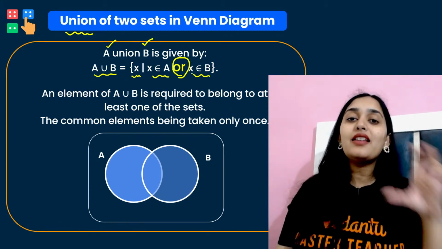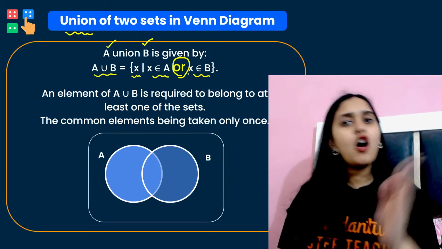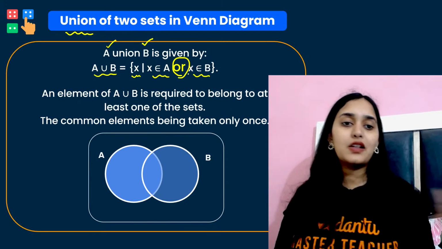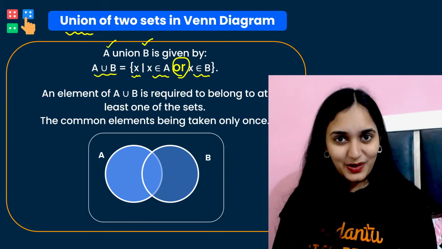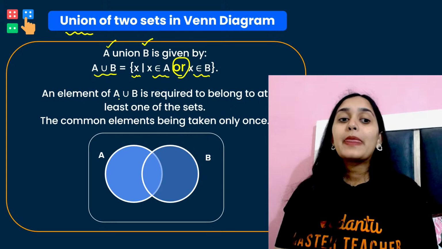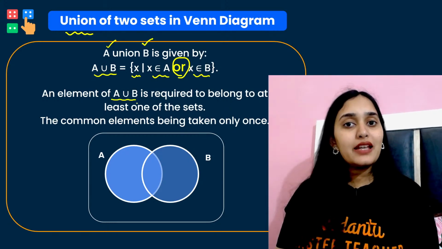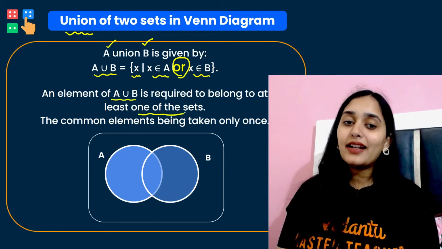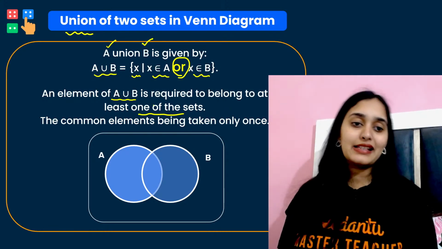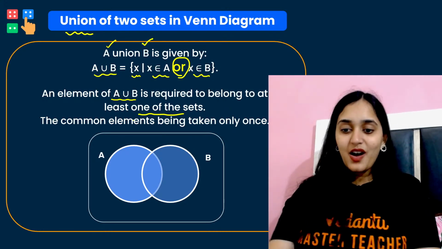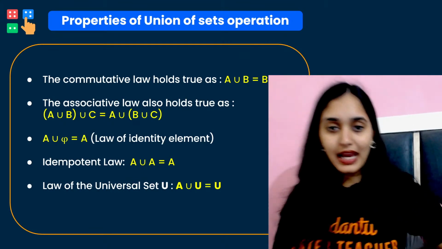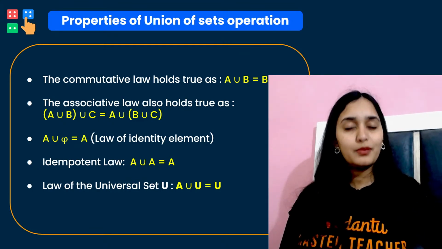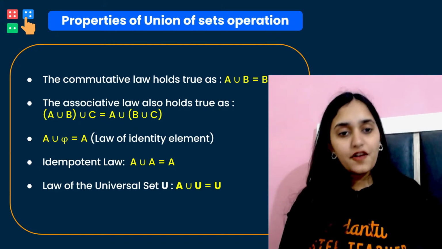So either the element is belonging to set A or the element is belonging to set B, it's absolutely fine. A union B will be combination of both. So the element of A union B is required to belong to at least one of the sets A and B. Alright. Now, here are some laws related to A union B, that is basically union of two sets.